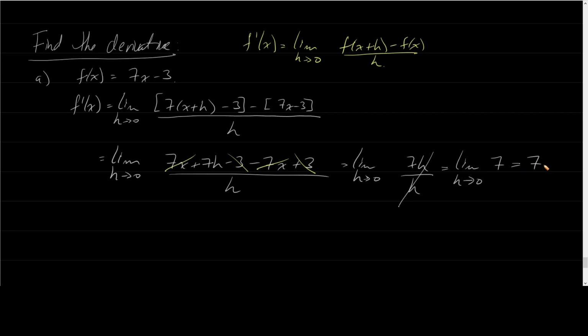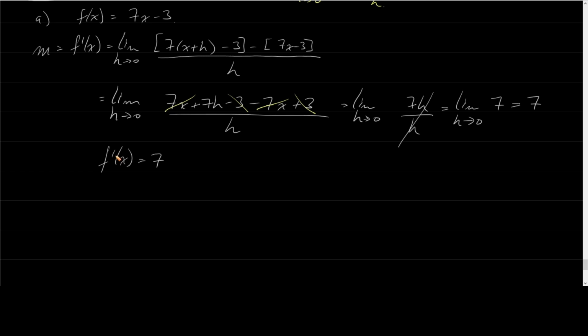That should make sense because, if you recall, the derivative is just the equation for the slope. So f prime of x is just 7, which makes sense because we had a linear equation, so the slope is 7. But now let's look at scenarios where it is not a linear equation. Let's say example B.